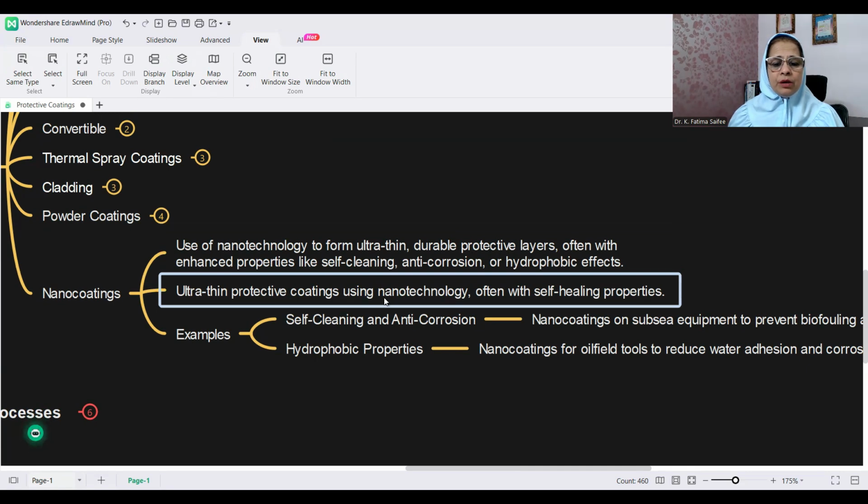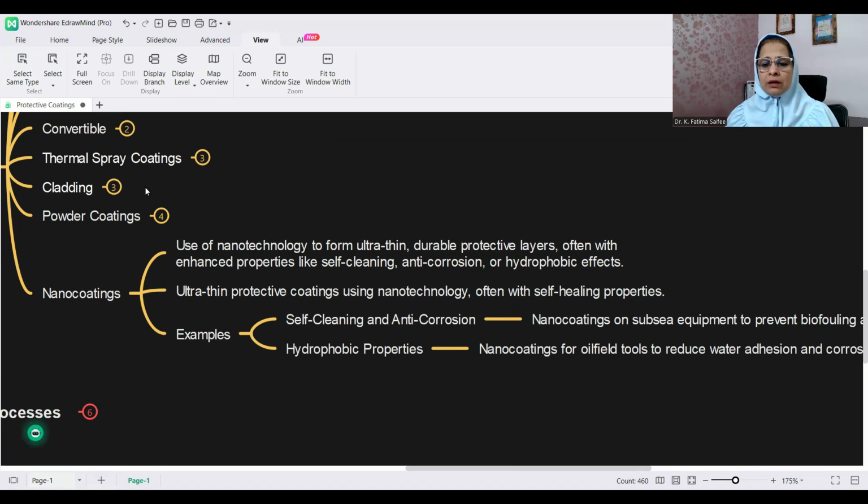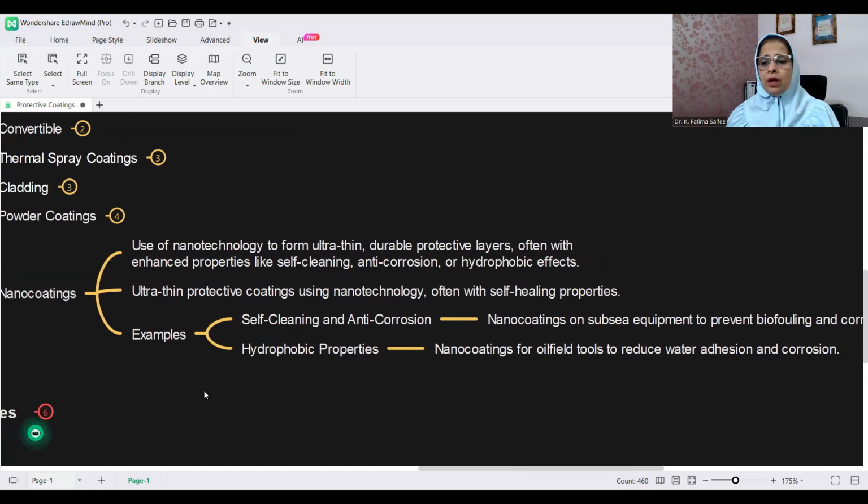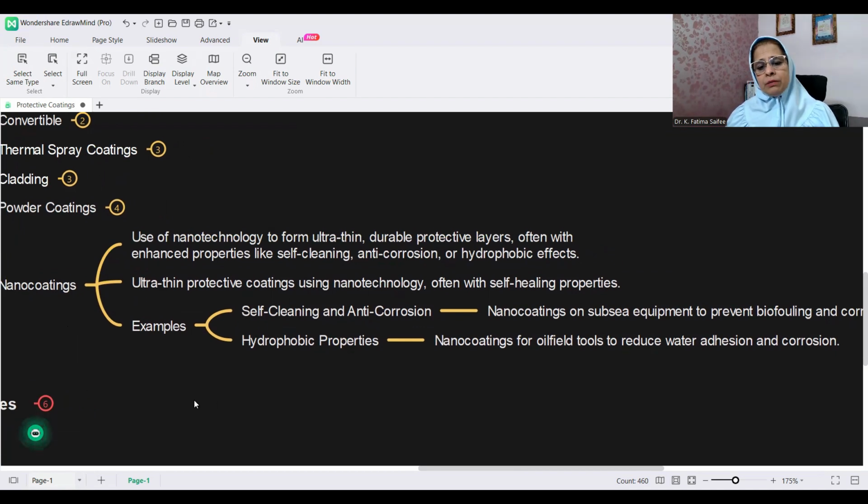Ultra-thin protective coating using nanotechnology, often with self-healing properties. Self-healing properties means it will heal by itself, because there is nothing extra you need to add to give the protective coating. These nano coatings and nanotechnology are very common nowadays, and it is a little bit expensive. Along with that, it is part of research, and everywhere a lot of research is going on in different research areas for nanotechnology.